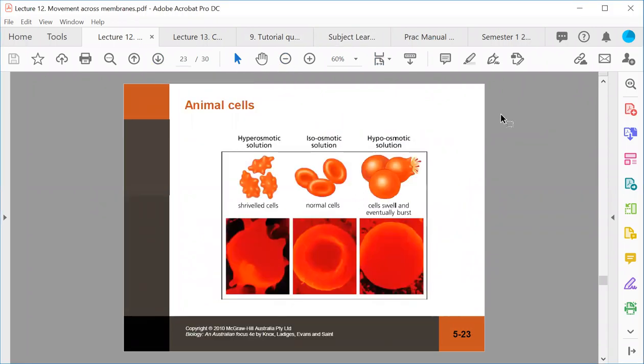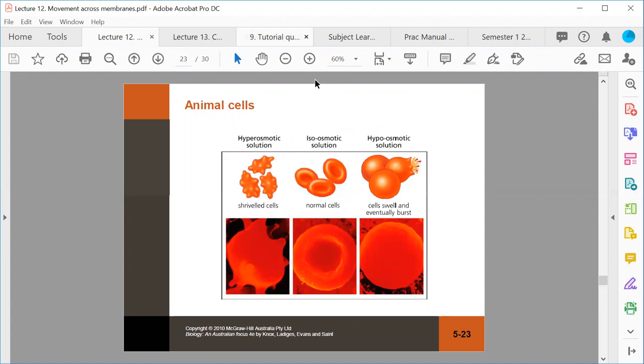All right, now let's look at how different cell types respond to those different types of solutions. And we'll start with animal cells. We're looking at red blood cells here. So this is what a normal red blood cell would look like. And we can see the shape there, oval in shape with this depression. And when we place these cells into an isoosmotic solution, then the cells retain their shape and their structure.